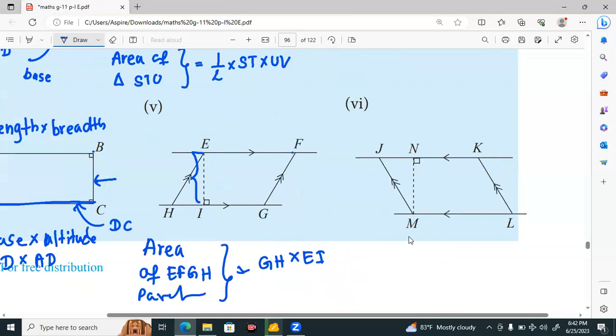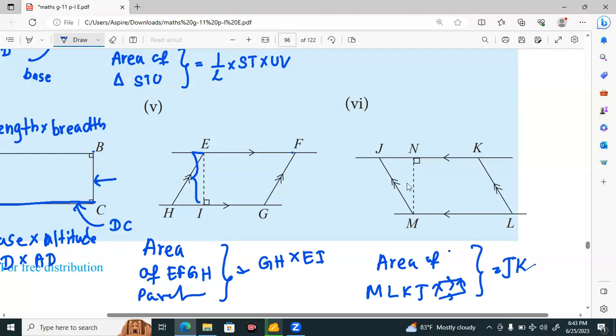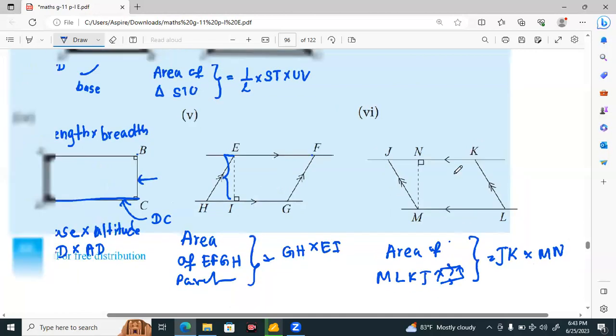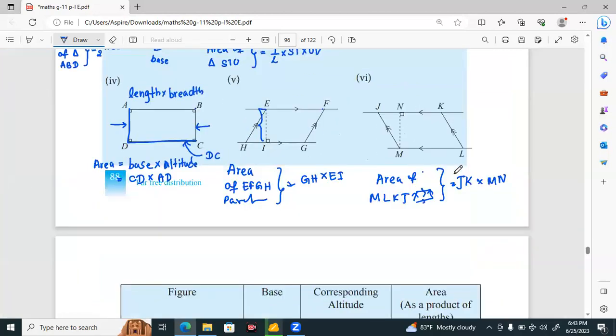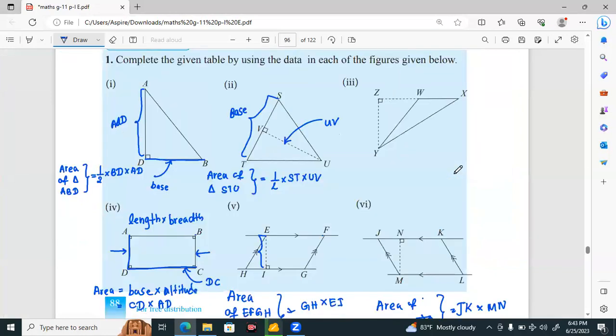In this case, area of MLKJ or JKLM parallelogram is equal to base JK, perpendicular height or altitude MN. Okay, these are the answers. Is it clear? No need to write this. Did you understand this one?